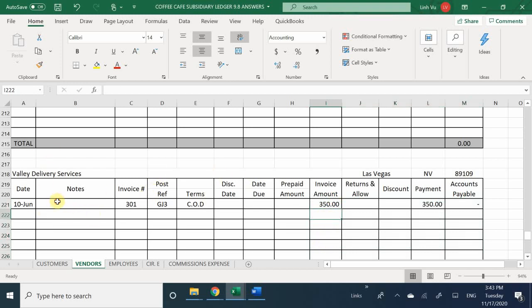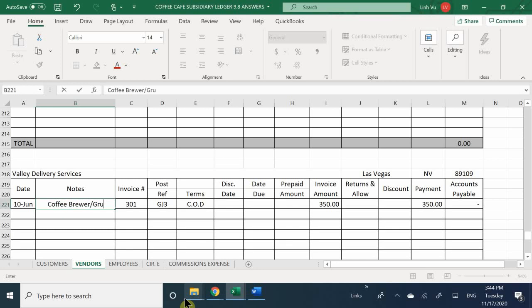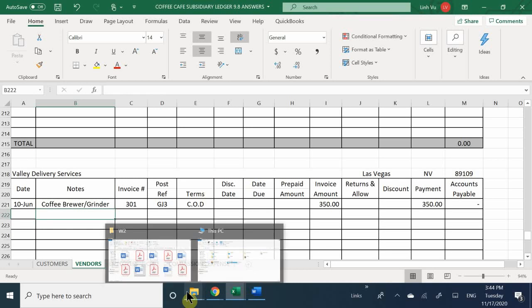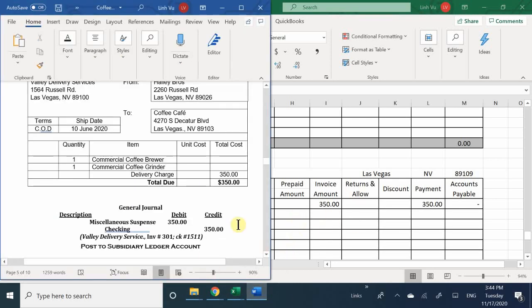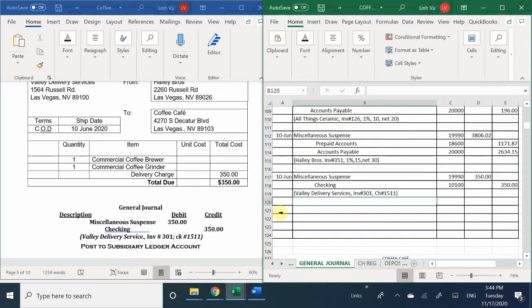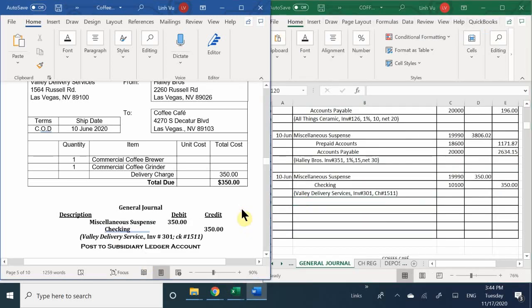It's no worry. Other things you can place in here too is for the notes. You can place that they delivered the coffee brewer and grinder. All right. So that is it for this transaction here. So let's see what has happened next.